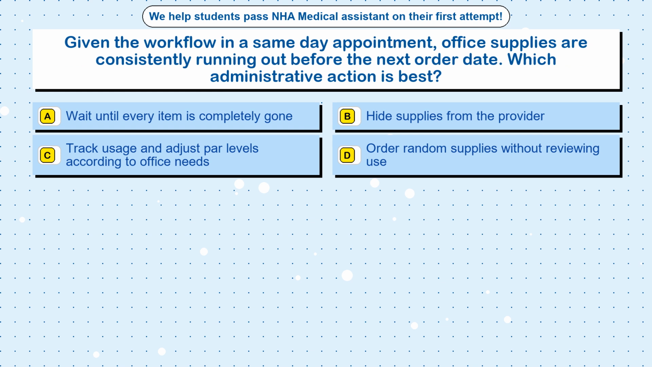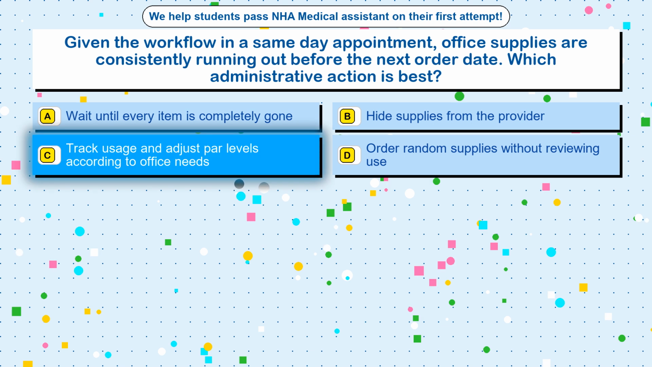Question 6. Given the workflow in a same-day appointment, office supplies are consistently running out before the next order date. Which administrative action is best? Option A, wait until every item is completely gone. Option B, hide supplies from the provider. Option C, track usage and adjust par levels according to office needs. Option D, order random supplies without reviewing use. The correct answer is option C, track usage and adjust par levels according to office needs.